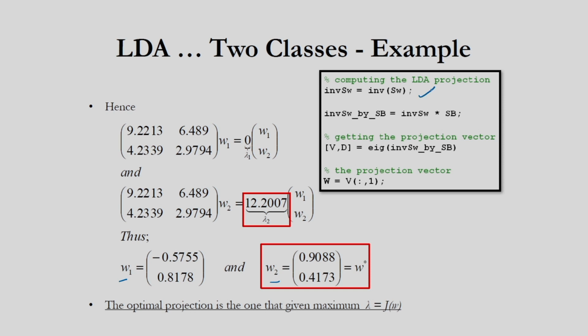So you have to find the inverse of SW, and I will be getting the projection vector. W is the projection vector, so I will be getting W1 and W2. Which one is the optimum projection direction corresponding to LDA? W2 is the optimum projection direction that I can determine, because it gives maximum JW.